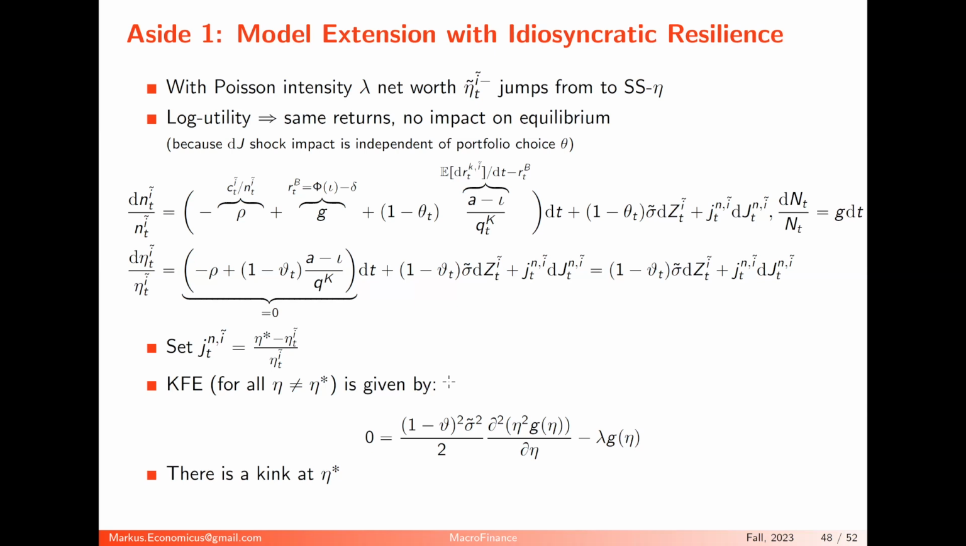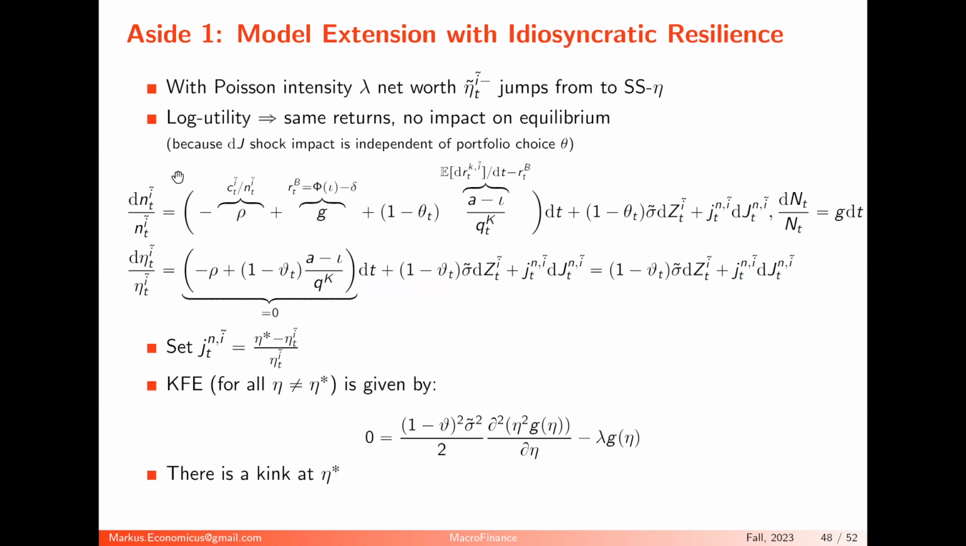So there are some shocks, and these are some jumps. So your wealth jumps back. With a Poisson intensity lambda, the net worth jumps back to your steady state net worth share. With log utility, there's the same return, so no impact on equilibrium. The whole model is the same. The only difference is that our wealth distribution is different now, but all the economic analysis would be the same. Okay.